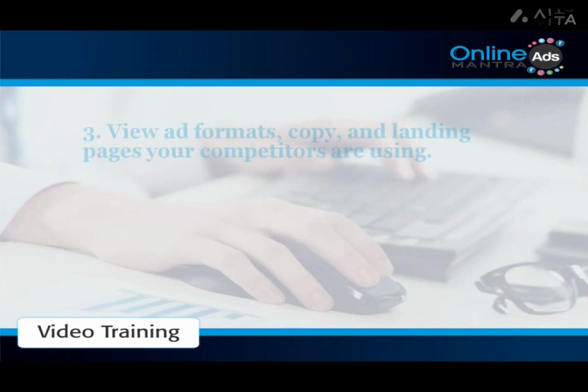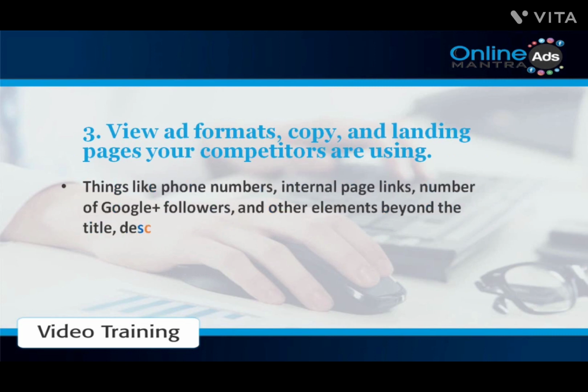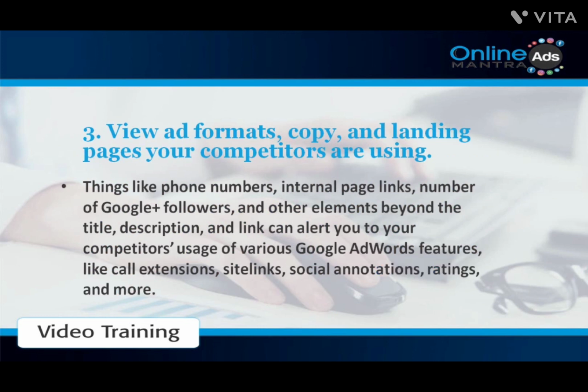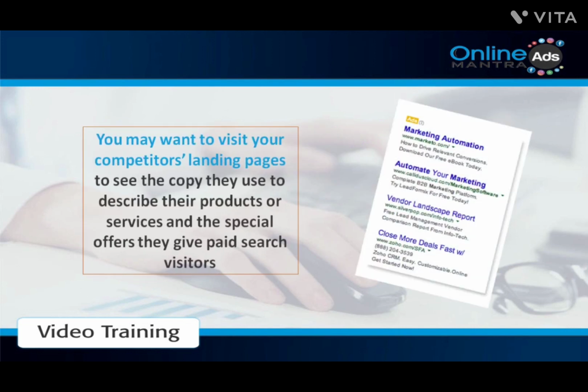View ad formats, copy, and landing pages your competitors are using. Things like phone numbers, internal page links, number of Google+ followers, and other elements beyond the title, description, and link can alert you to your competitors' usage of various Google AdWords features, like call extensions, site links, social annotations, ratings, and more. You may want to visit your competitors' landing pages to see the copy they use to describe their products or services and the special offers they give paid search visitors.